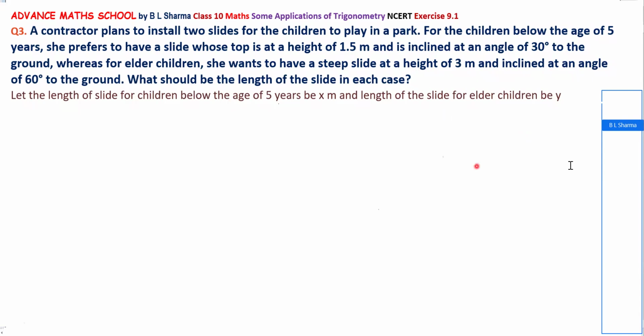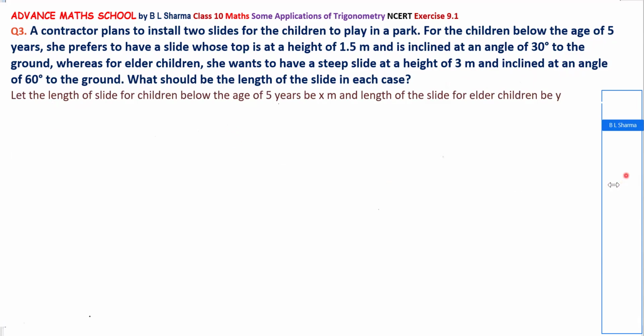Question number 3. A contractor plans to install 2 slides for the children to play in a park. For the children below the age of 5 years, he prefers to have a slide whose top is at a height of 1.5 meters and it is inclined, meaning angle of elevation, at an angle of 30 degrees to the ground. Whereas for the elder children, she wants to have a steep slide at a height of 3 meters and inclined at an angle of 60 degrees to the ground. What should be the length of the slide in each case?